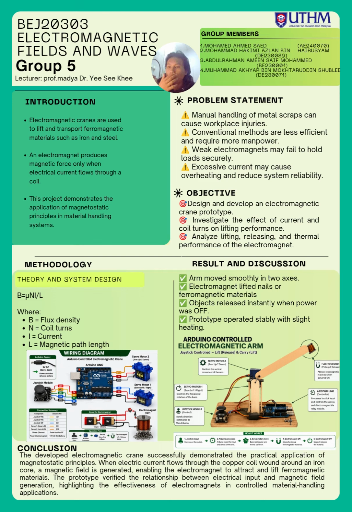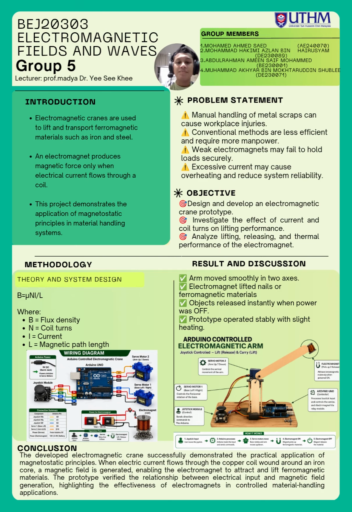The core magic of this technology lies in the fundamental relationship between electricity and magnetism. Unlike permanent magnets, which are always active, an electromagnet produces a magnetic force only when an electrical current flows through its coil. When the current is switched on, the magnetic domains in the core align to create a powerful temporary magnetic field, and the moment we cut the power, the magnetic field collapses to instantly release the load.